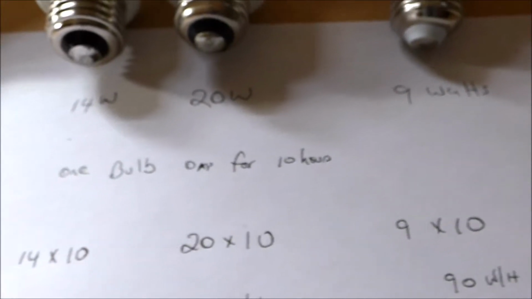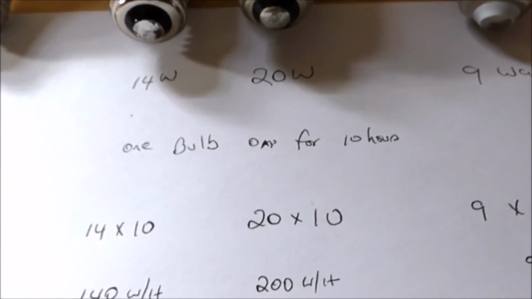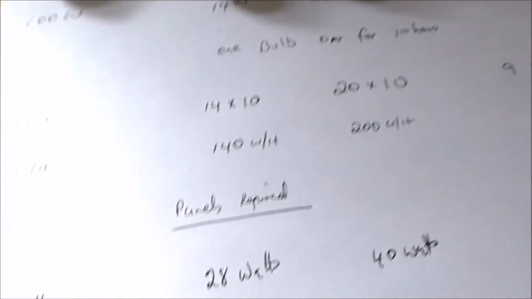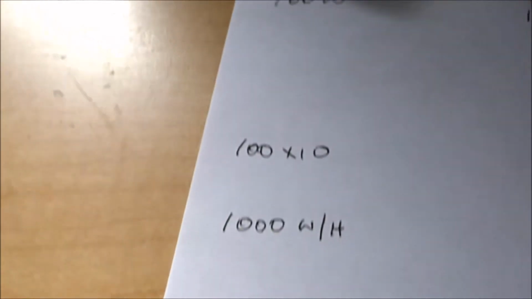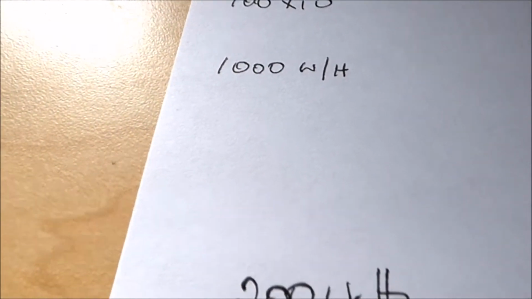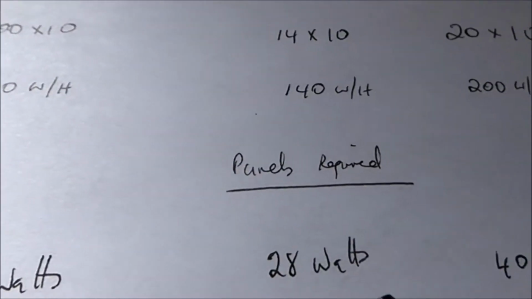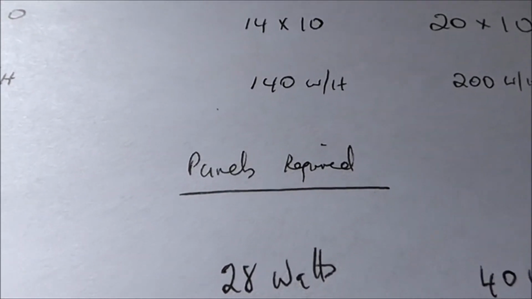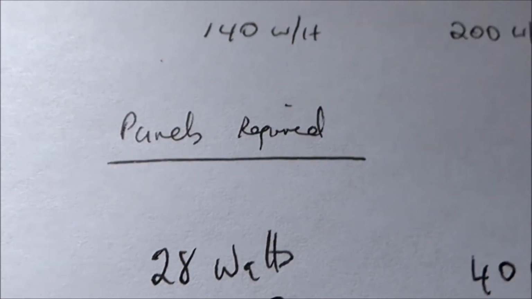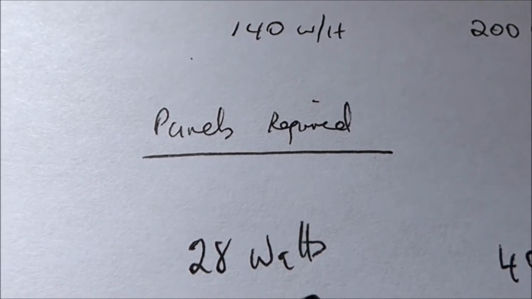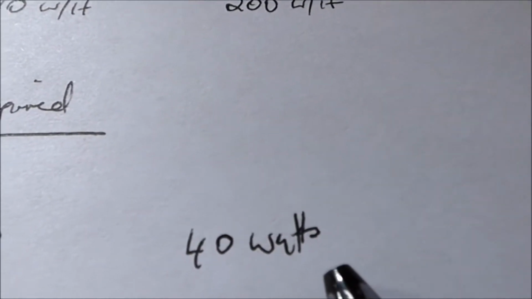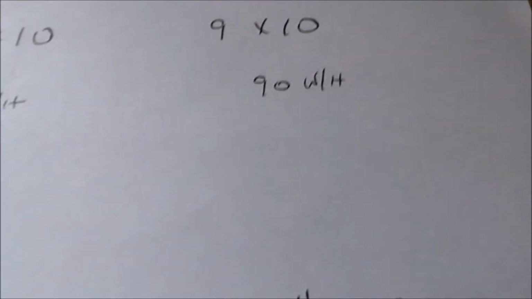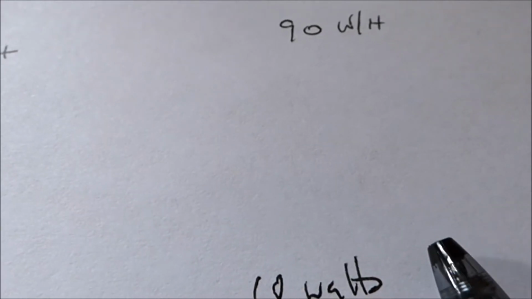So if you are going to size your system to get panels just to run your bulbs alone, on this one you need a 200 watt panel, which is for your 100 watt regular incandescent bulb, as you call it. On your 14 watt energy saving bulb, you need 28 watts. On your 20 watt, you need 40 watts in panels. And on your 9 watt, all you need is 18 watts in panels to run it for 10 hours.